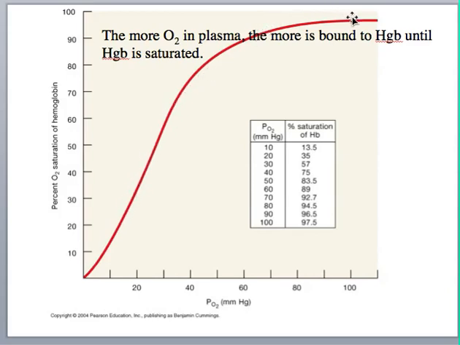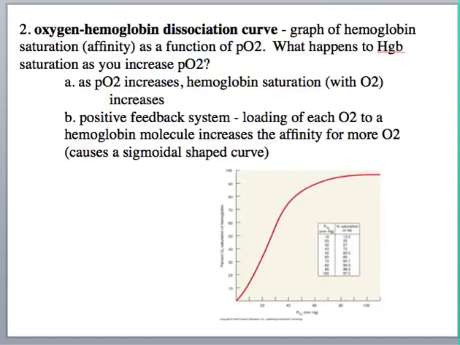And the hemoglobin is such chemically that it will bind in this kind of S-shaped curve. And why does it do it that way? Well, let's look at this graph again. This oxygen hemoglobin dissociation curve is a graph of hemoglobin's saturation, or its affinity for oxygen, as a function of PO2. So what happens to hemoglobin saturation as you increase PO2?